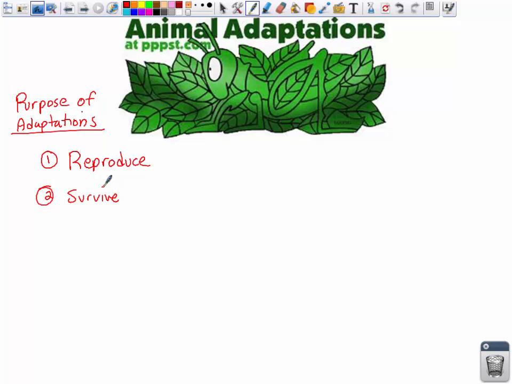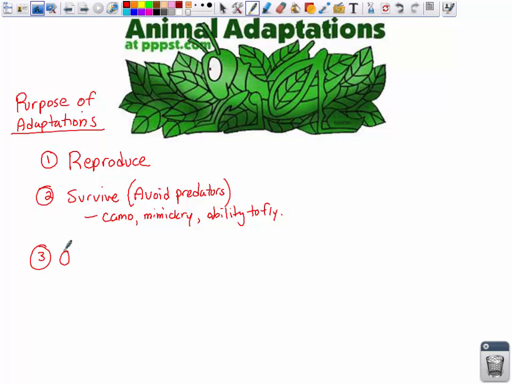Species need the right traits, right adaptations, to avoid predators, to survive. Those adaptations might be camo, right, camouflage. It might be mimicry. It might be things like speed, agility, the ability to fly, things like that. Alright, anything to avoid predators. The third purpose of adaptation is to obtain energy.